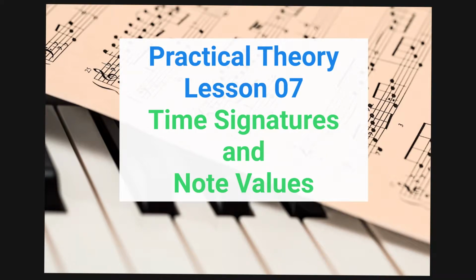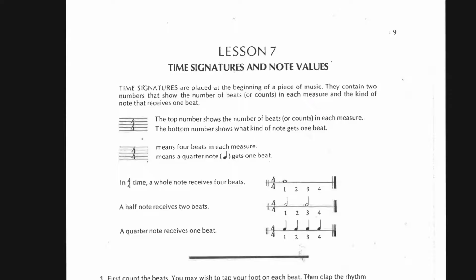All right, this practical theory video is on lesson 7, which is time signatures or meters and note values. Time signatures are placed at the beginning of a piece of music. They contain two numbers that show the number of beats or counts in each measure and the kind of note that receives one beat.